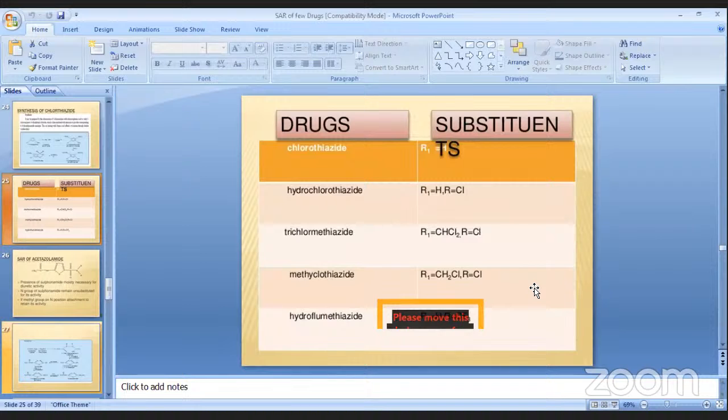Now, if you change, I'm telling you, hydrochlorothiazide has R1 equal to H and R2 equal to Cl. This is a very good quality drug, and in the 4th position there is saturation. Flumethiazide is also another category, with CH2Cl in the 3 position, and methyclothiazide has CH2Cl in the 3 position. In hydroflumethiazide, CF3 is there.